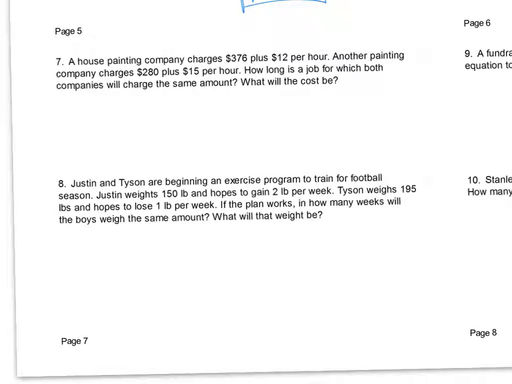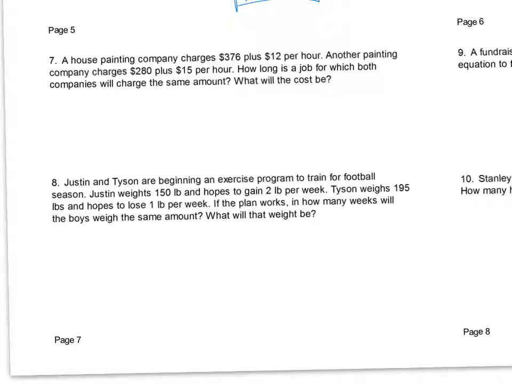7, a house painting company charges $376 plus $12 per hour. Another painting company charges $280 plus $15 per hour. How long is a job for which both companies will charge the same amount? What will the cost be? So since we want to know how much it will be when they cost the same amount, we're actually going to have to set these equal to each other.